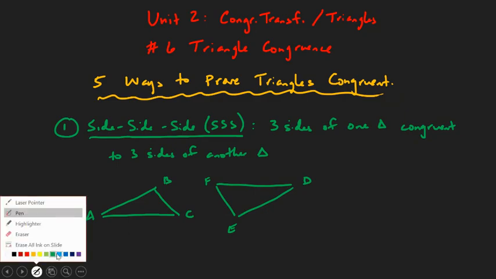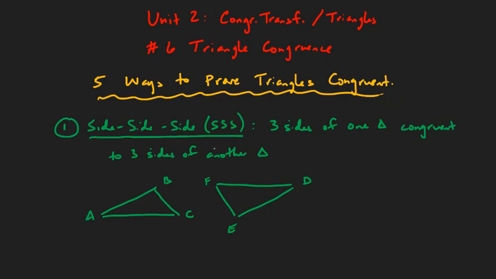All right. Okay, so in this picture, in order to use side, side, side, you have to see this. You have to see 1 pair of sides congruent. So that would be segment AB would have to be congruent to segment DE. You'd have to see a second pair of sides congruent. So we'll do BC and EF. So you'd have to see that BC is congruent to EF. And you'd have to see that the third pair of sides, AC and DF, are congruent. If you know that all 3 sides of one are congruent to all 3 sides of the other, then you can prove that the 2 triangles are congruent.